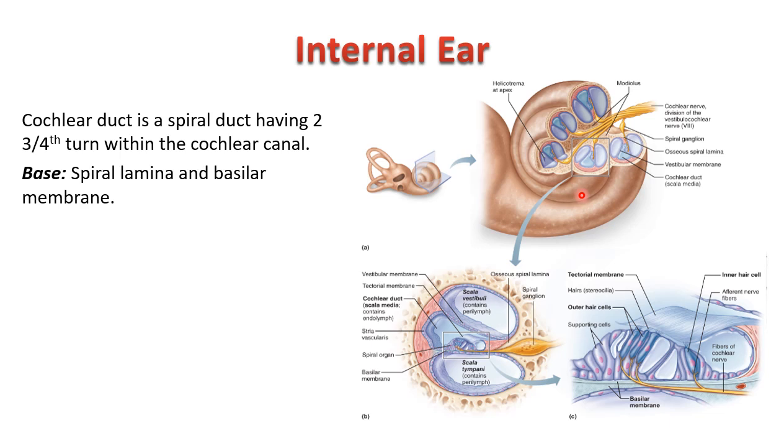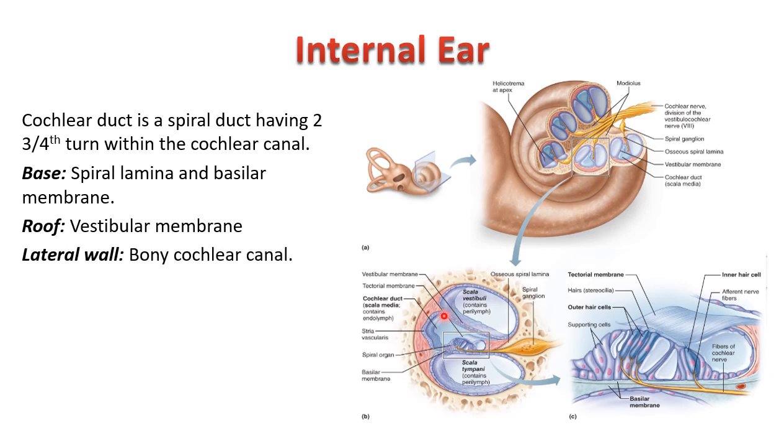So the three and a half turns of the cochlear duct again follow the bony cochlear canal. The base is formed by the spiral lamina and the basilar membrane. You are able to see that the roof is formed by the vestibular membrane. The lateral wall is formed by the bony cochlear canal.